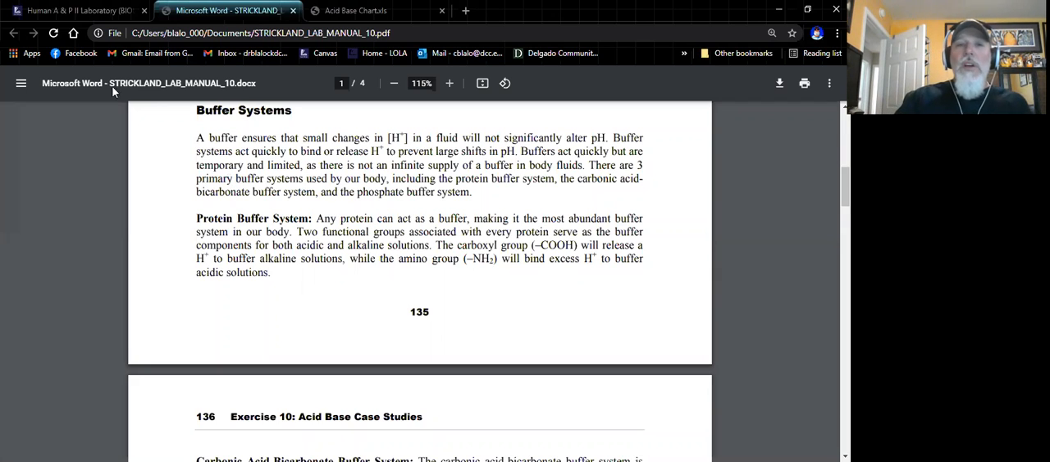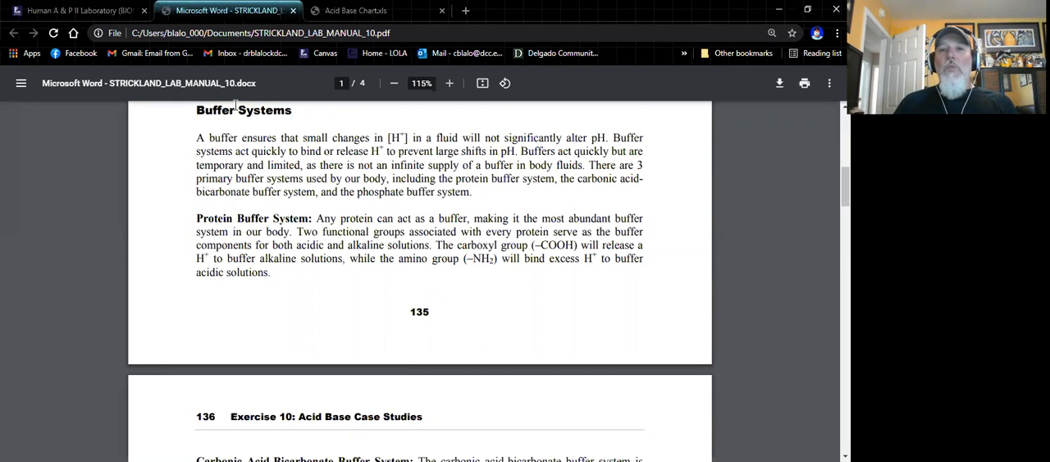That's one thing to remember, that these buffer systems can only be used for small changes to pH, and they're only a temporary fix. Buffer systems are just used to create that little bit of balance that we need throughout the course of the day. If we have a huge change in body pH, a buffer system's not going to be any good to us. So, protein buffer systems.